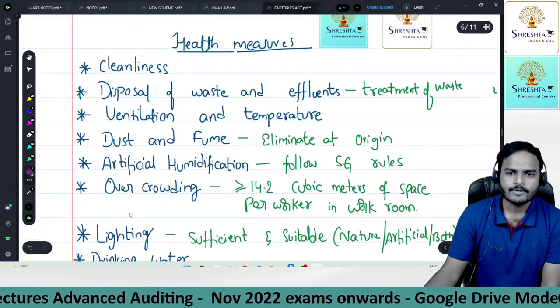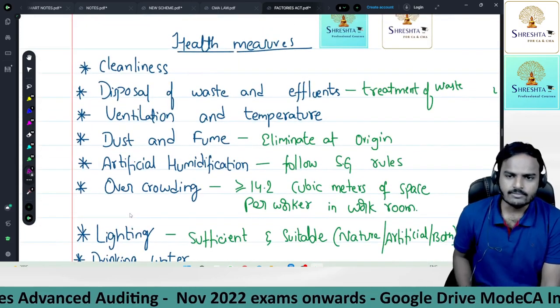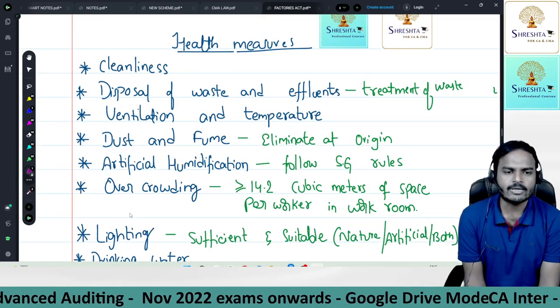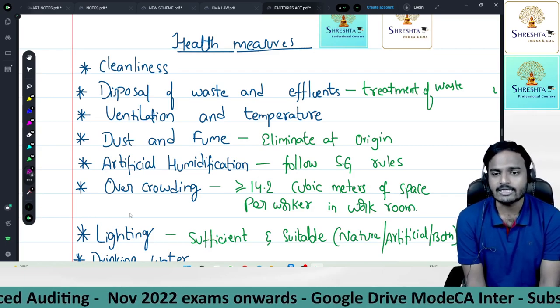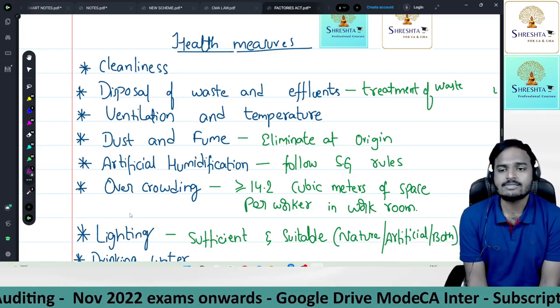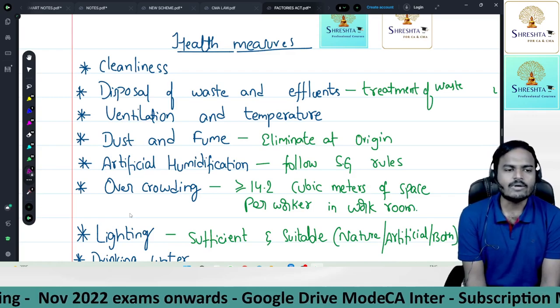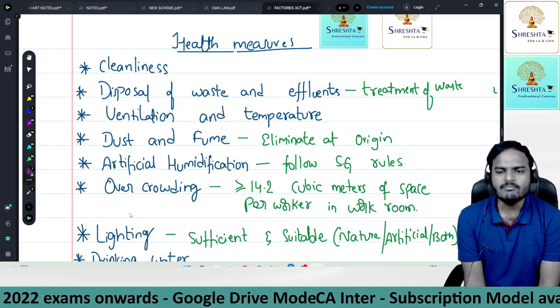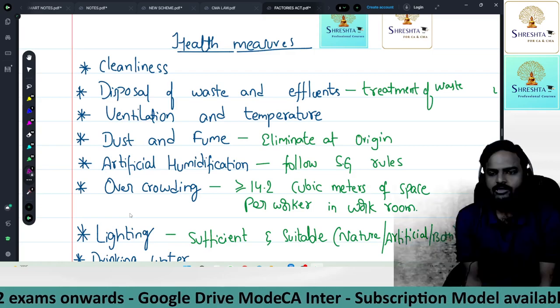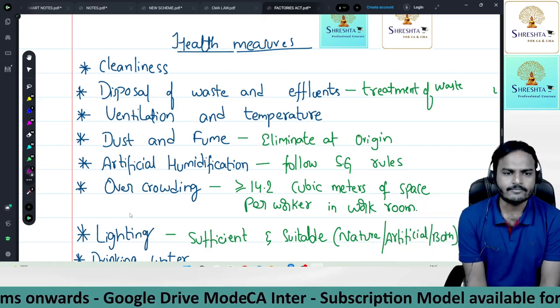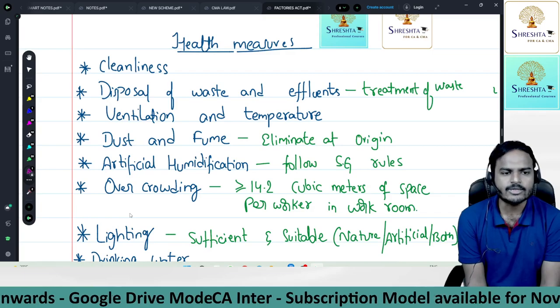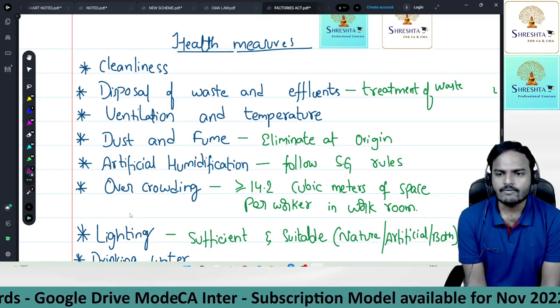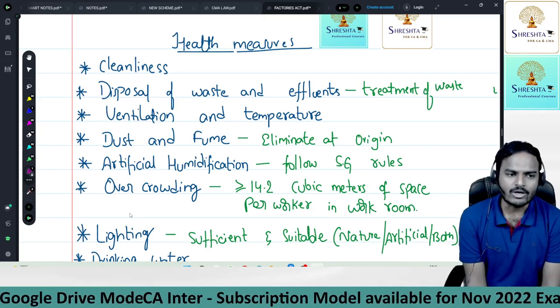Next one, artificial humidification. For humidification, the state government has power to frame rules, regulations and standards. Follow those rules and standards. Next one, overcrowding should be eliminated. Minimum 14.2 cubic meters of space should be provided to the worker in each and every work room.